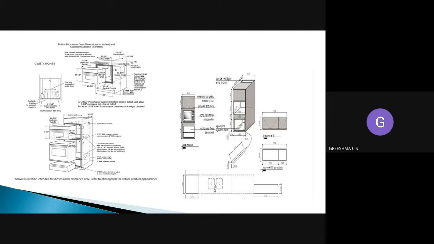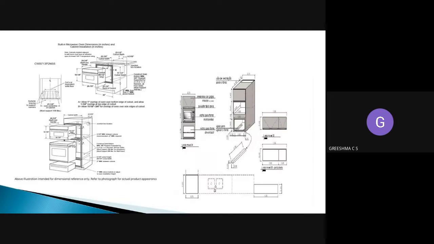Here also you can see, similarly, a microwave oven in the second picture. This is an oven with two racks, and the inside dimension, rack dimension, outside dimension, overall dimensions, everything they have mentioned here. So that is a detailed drawing. Similarly, when a question is given to you, you have to create a model like this.